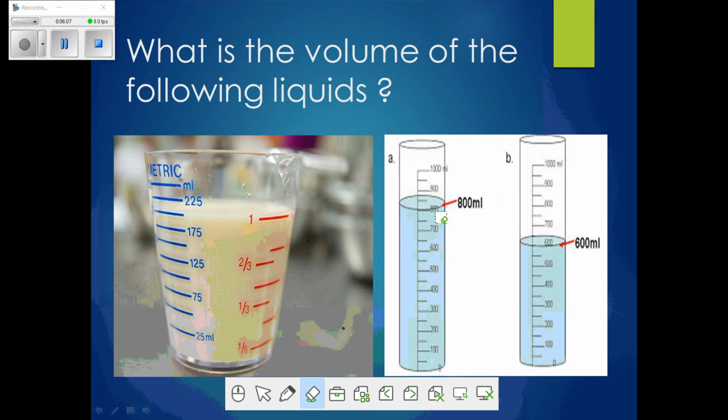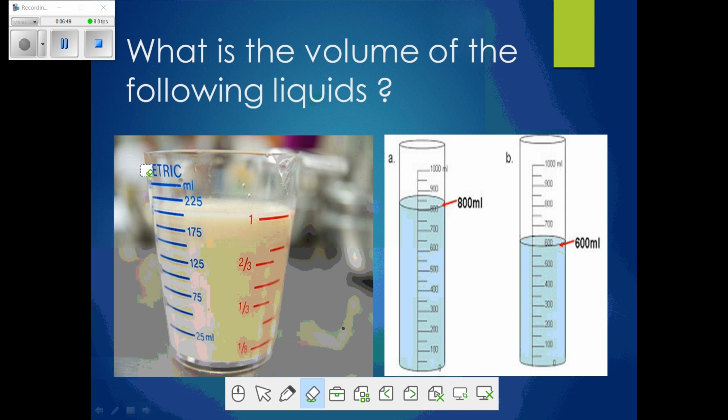Look here. Here we have the volume, or the amount, of water. Here the volume of water in the graduated cylinder is 800 milliliters. And here the amount of water in the graduated cylinder is 600 milliliters. So people use tools to measure the volume of liquids. These tools are the measuring cup, the graduated cylinder, or the dropper. Here we are using a measuring cup. Here we are using graduated cylinders.